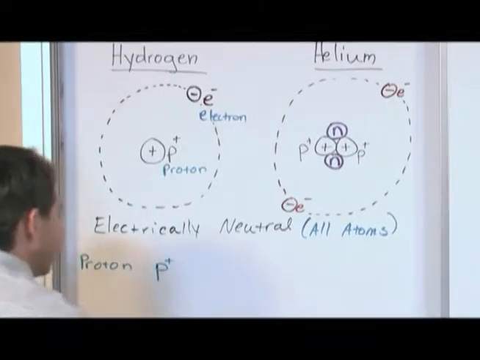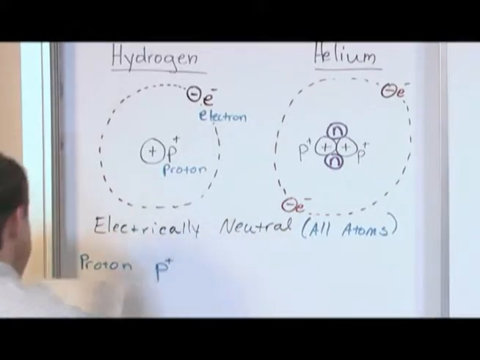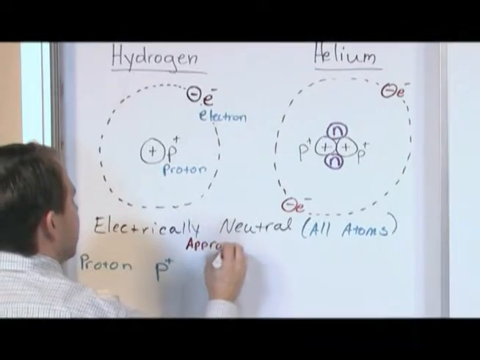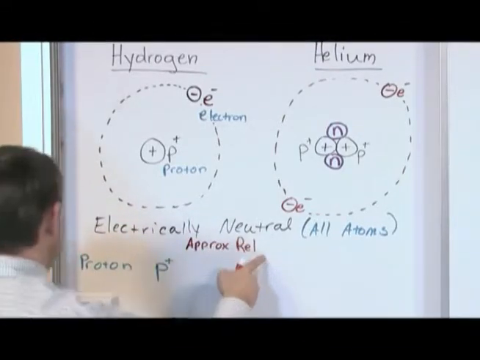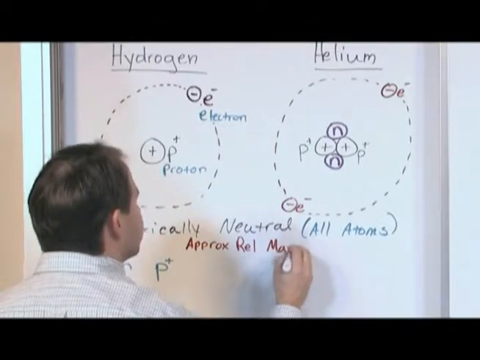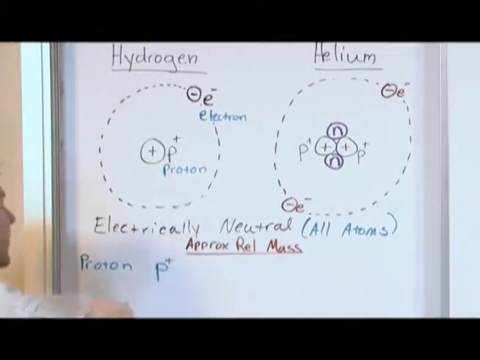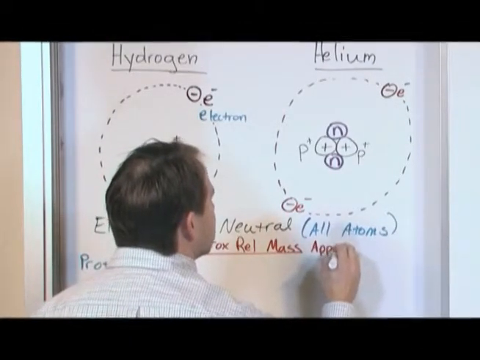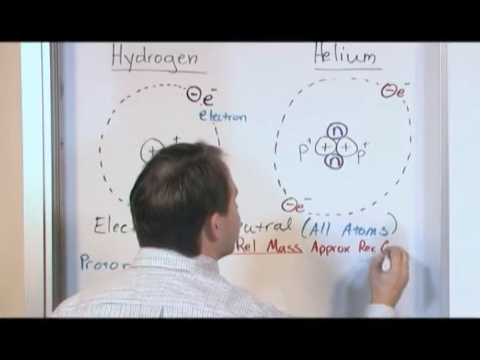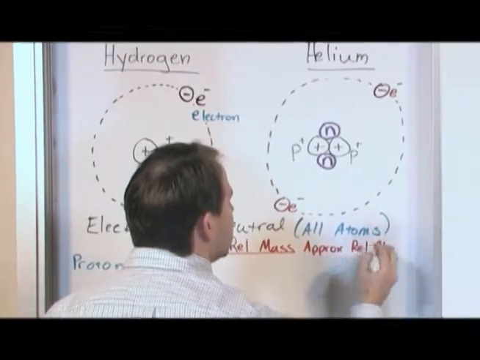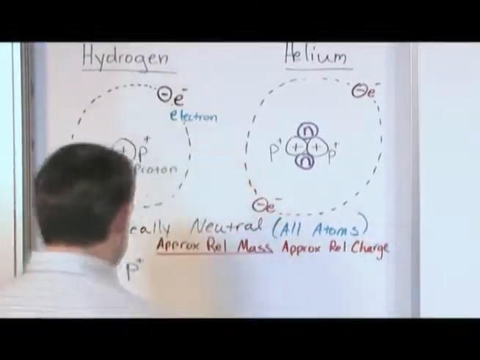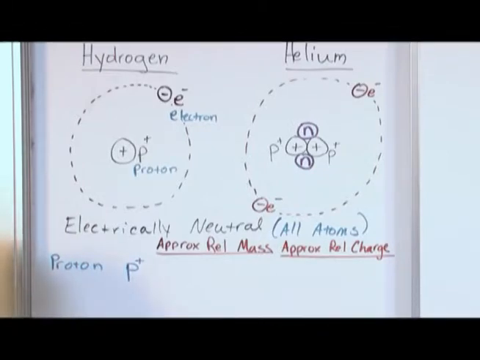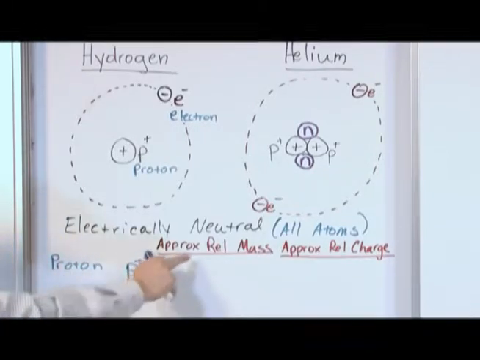Now over here I'm going to label a heading, and I'm going to write this down: approximate relative mass. This is a column heading. And then I'm going to write over here, approximate relative charge. Okay, so for a proton, the approximate relative mass.